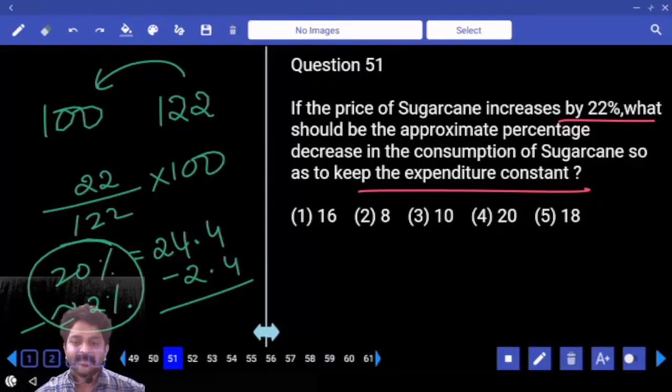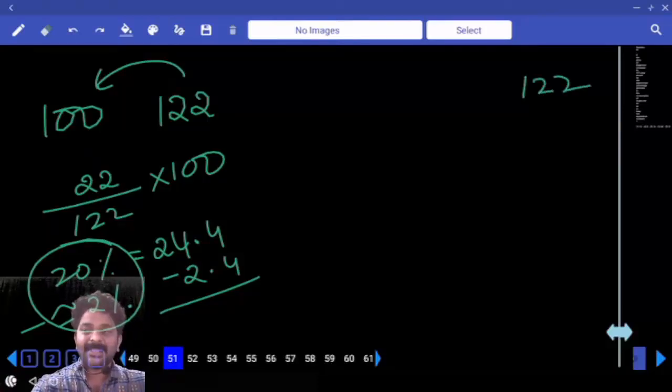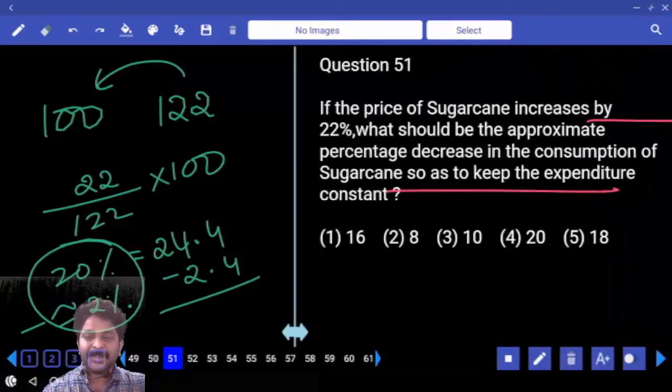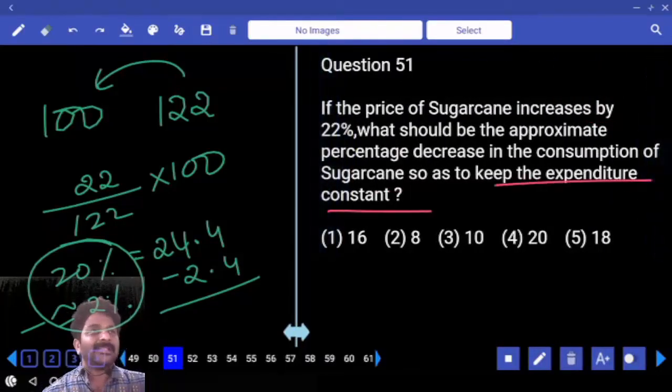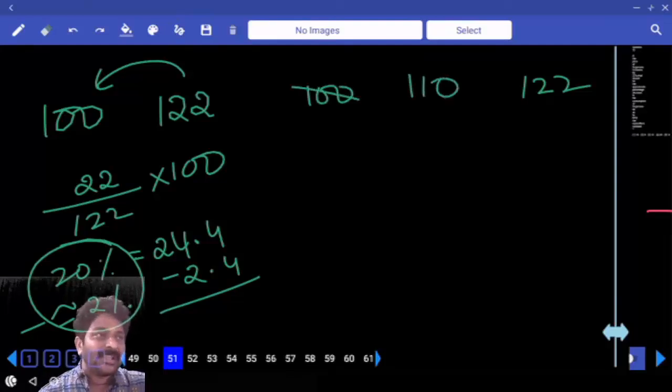Over. ఇదే క్వశ్చన్లో ఇంకొక చిన్న చేంజ్ కూడా ఇస్తారు, అదేంటి? Person can increase his expenses by only 10%. ప్రైస్ ఆఫ్ షుగర్ ఇంక్రీజెస్ బై 22%, then expenditure becomes 122, అంతేనా? కానీ ఇక్కడ ఎక్స్పెండిచర్ ఫైనల్గా ఏమన్నారు? కానీ అతని దగ్గర 10% ఇంక్రీజ్ అవ్వడానికి డబ్బులు ఉన్నాయి, అర్థమవుతుందా? So now he is able to spend, instead of 100 he can spend 110, but still because of price increase value becomes 122, but he has only 110, still he needs to reduce the consumption, right?